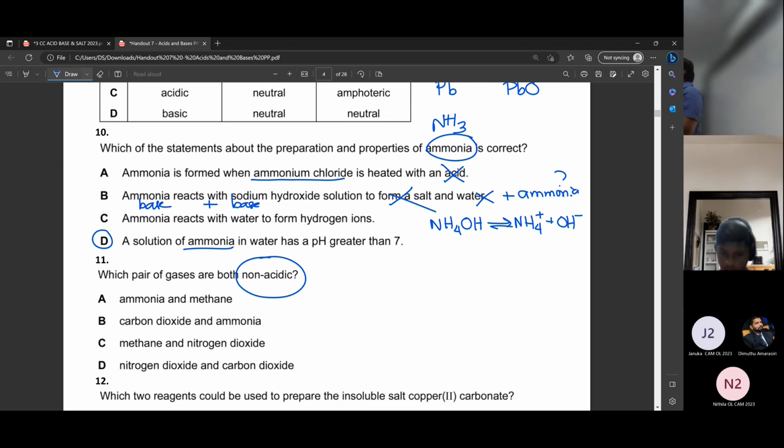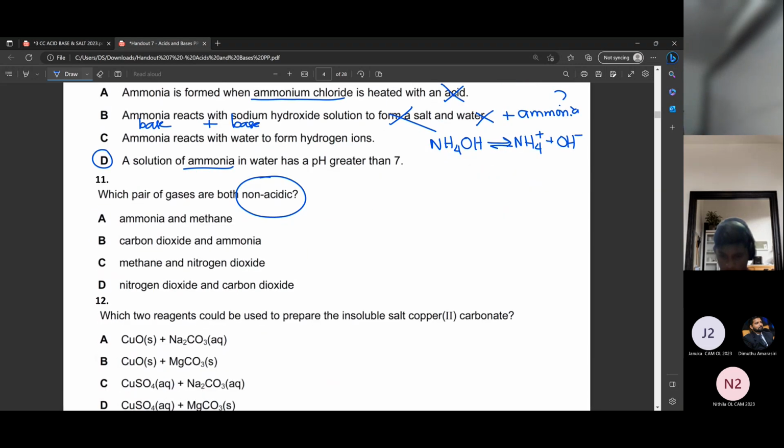Let's say I'm saying Abhishek is not a good boy. Does it mean that he is a bad boy? That is better. It doesn't mean that he's a bad boy. He may be a bad boy or neutral. Okay, non-acidic means it can be basic.